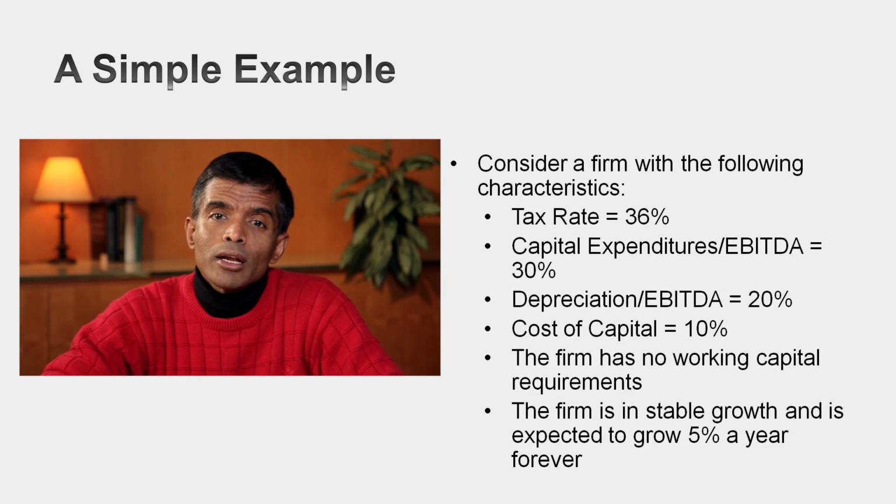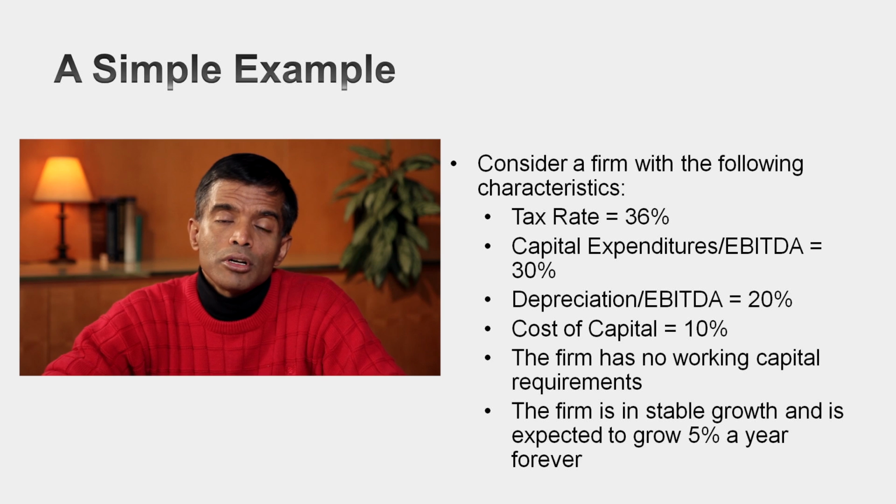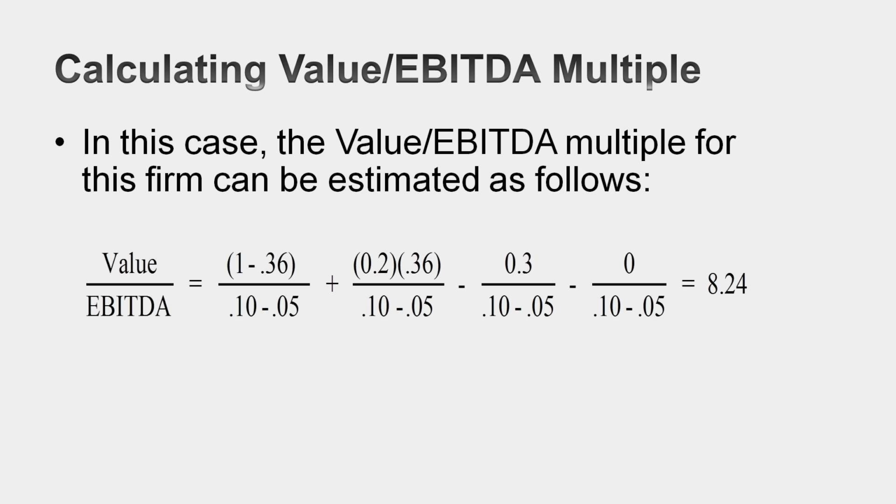I'm going to take a very, very simple company with a 36% tax rate. CapEx is 30% of EBITDA. Depreciation is 20% of EBITDA. It's in stable growth and has no working capital requirements. Its cost of capital is 10%. Let's plug the numbers in. This is a stable growth company. I can plug the numbers directly into that equation we saw on the previous page. And if I do, the intrinsic EV to EBITDA for this company is 8.24. You see, what do you mean intrinsic?